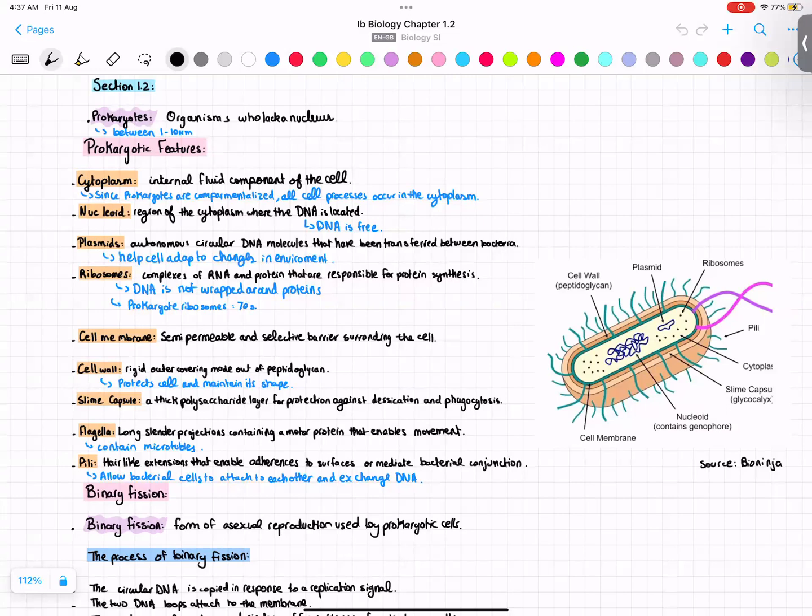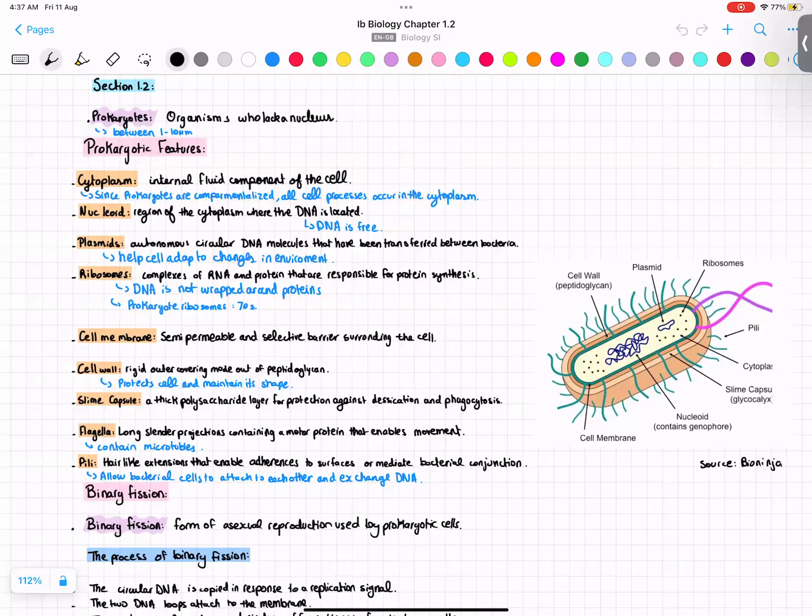So what is a prokaryote? Basically, a prokaryote is an organism which lacks a nucleus. And it's really, really small. It's actually between 1 and 10 micrometers. So now, what makes a prokaryote a prokaryote? What are its features, basically?